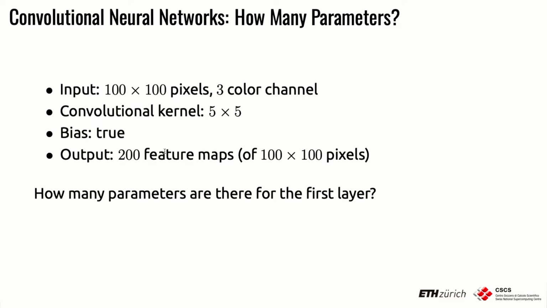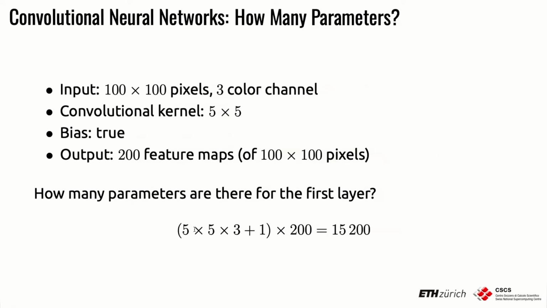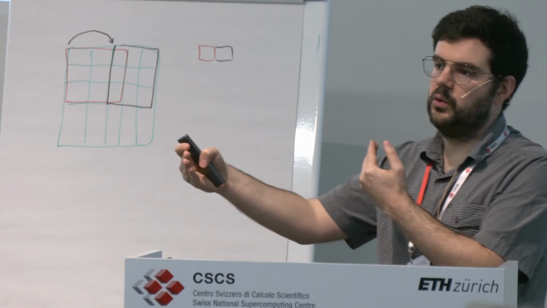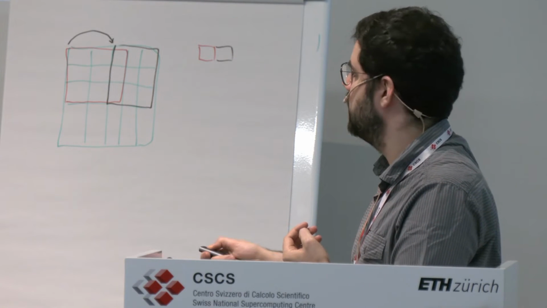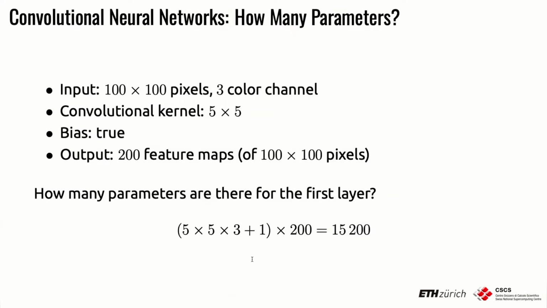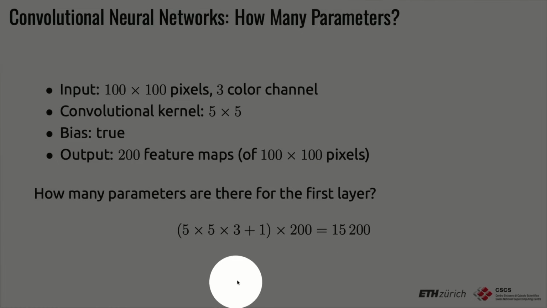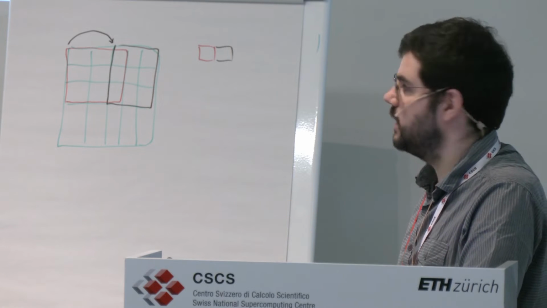If we do the calculation again, the number of parameters is 5 by 5, which is the size of the kernel. The kernel also has a depth that uses all the channels. So for an input of 3 color channels, you have a depth of 3. Your actual kernel parameters will be 5 times 5 times 3, plus 1 bias unit. And you have 200 of them, because you want 200 outputs. If you do the calculation, it's 15,200 because of the bias unit. If you remove the bias unit, it's just 15,000. And you can see we have orders of magnitude fewer parameters with this kind of architecture.